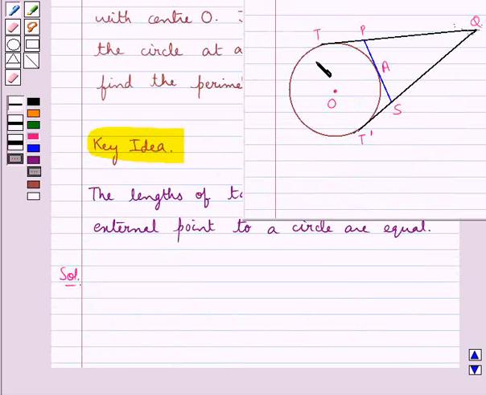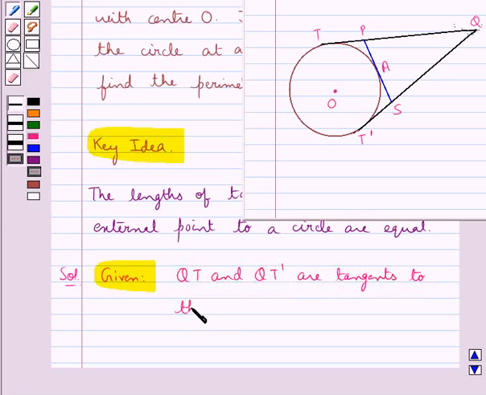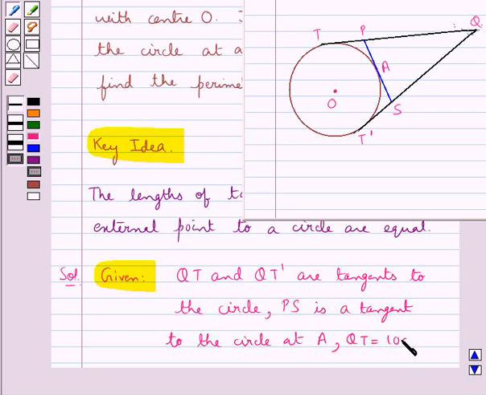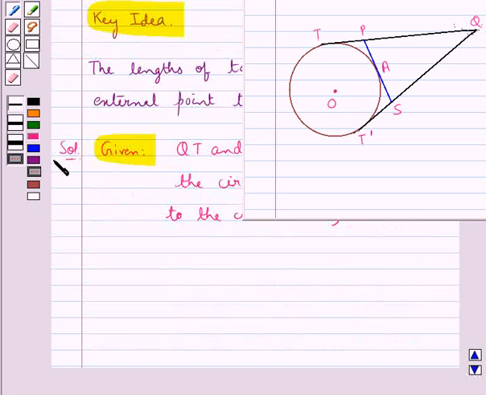Consider this figure. Let's see what all is given to us in the question. We are given that QT and QT dash are tangents to the circle. Then PS is also a tangent to the circle at point A, and we are given that QT is equal to 10 centimeters. We need to find the perimeter of triangle QPS.